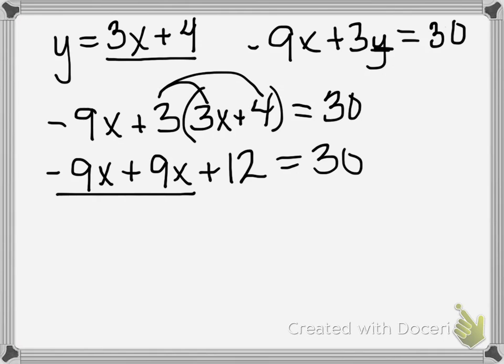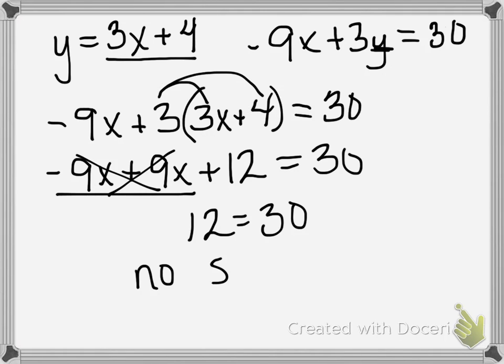Combine my like terms. Negative 9x plus 9x, well, that's just 0. So that's gone. And I'm just left with 12 equals 30. 12 never equals 30, obviously. So there is no solution to this system of equations.